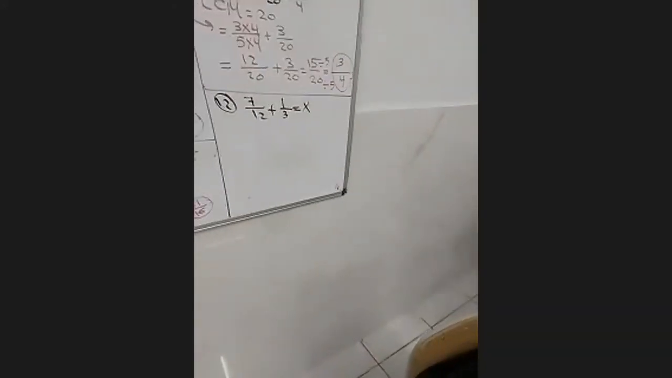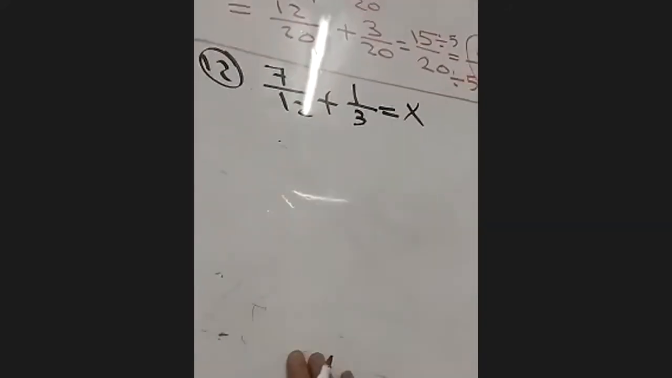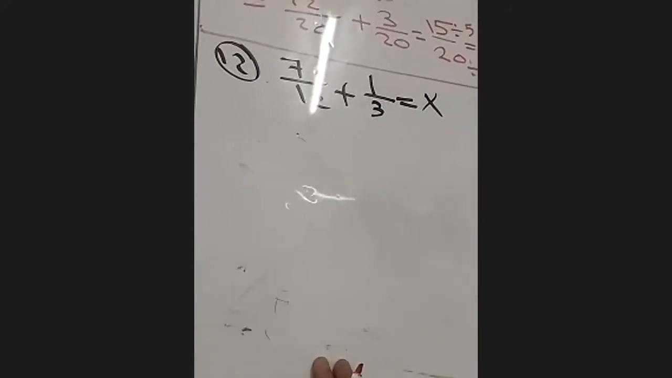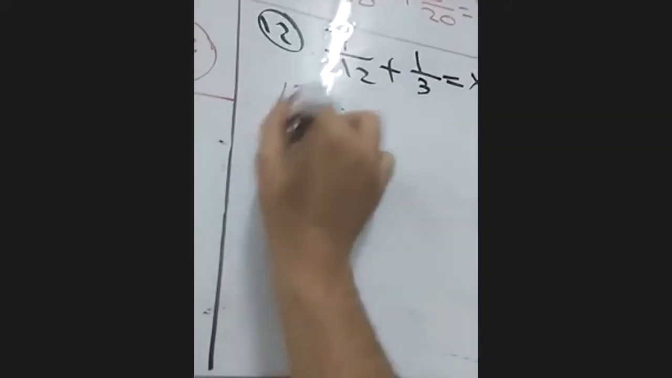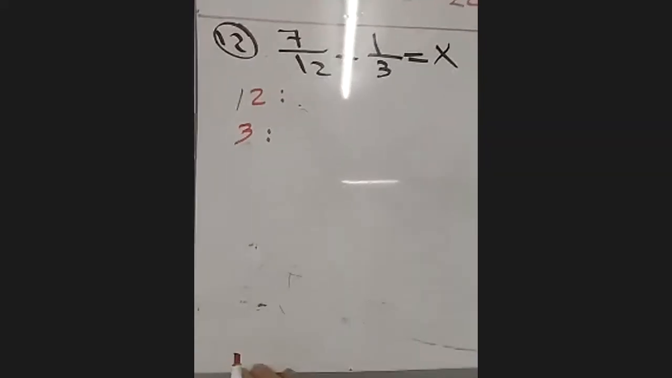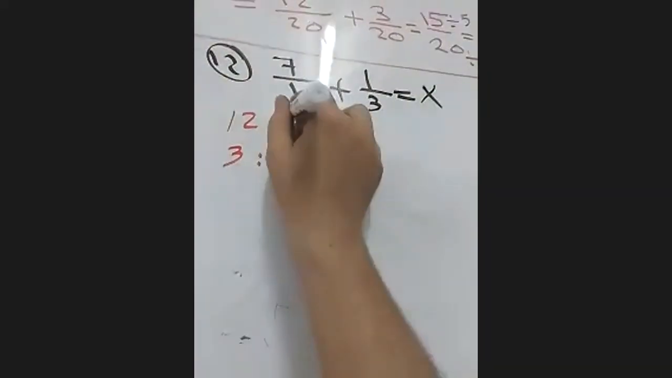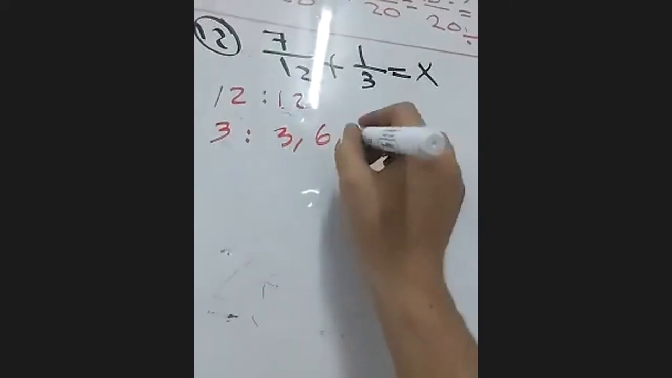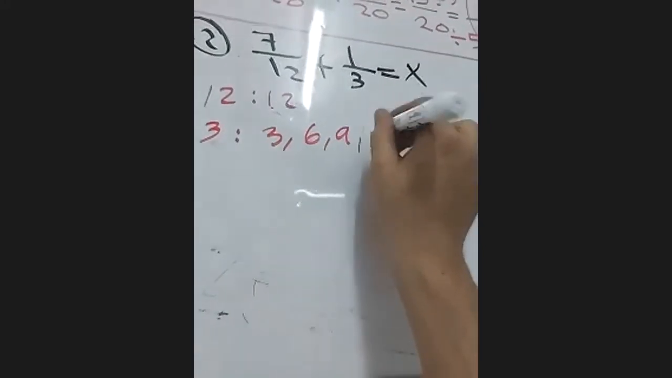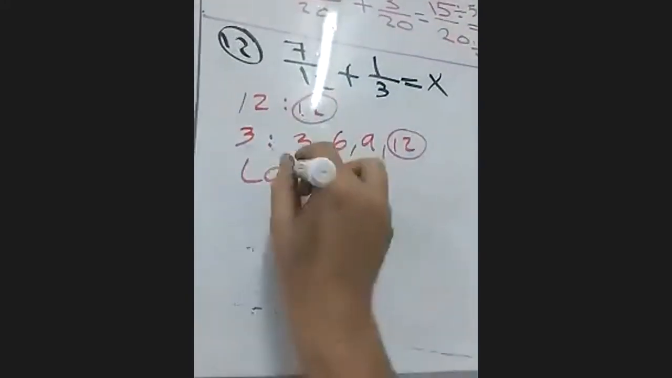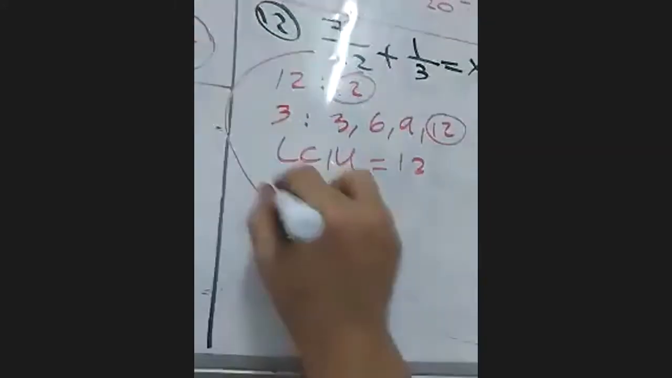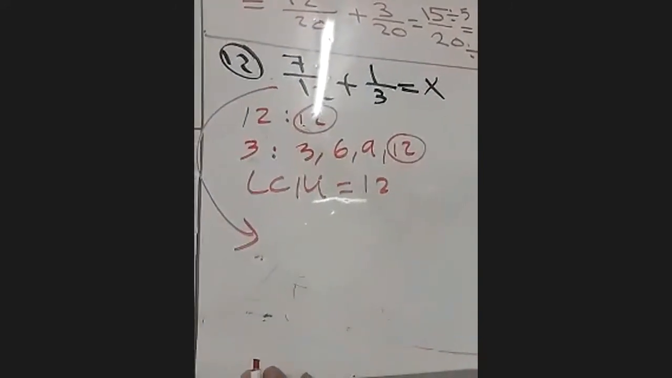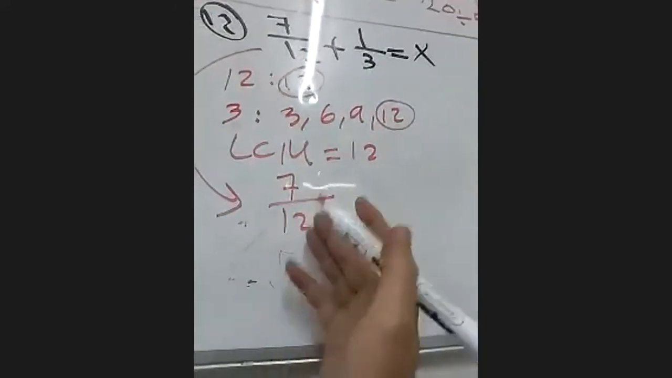We will multiply. Not multiply, we find the least common multiple. 3, 6, 9, 12. What's the least common multiple? 12. What we will do here: we will write 7 over 12.